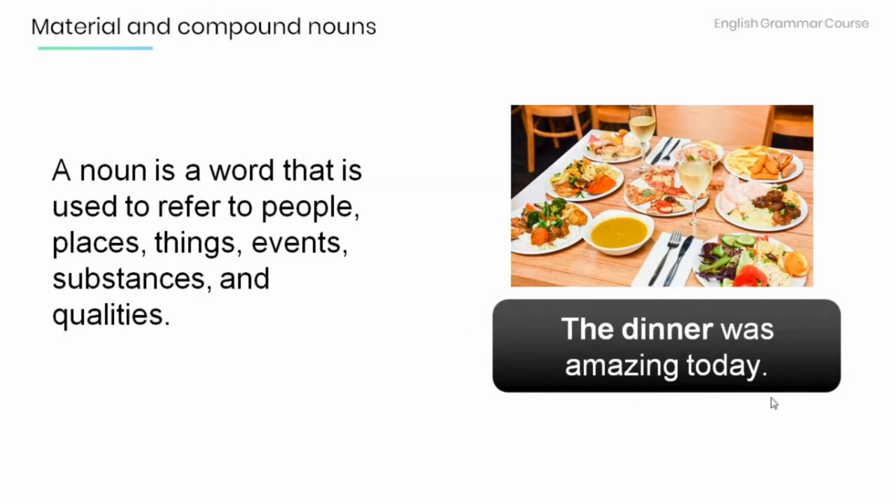Now have a look at the example over here. The dinner was amazing today. In this sentence, the dinner is a noun, and it is used to refer to a thing.